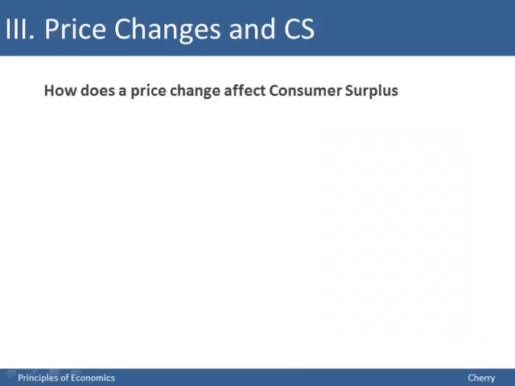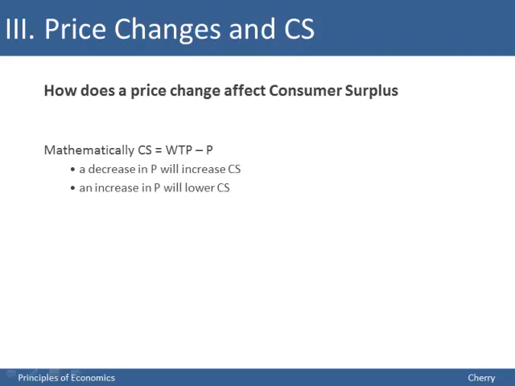So just to see how consumer surplus might change with a price change, we can first look at this mathematically, right? If we have consumer surplus equal to willingness to pay minus price, then mathematically you can see that if you lower price, you're going to increase consumer surplus. If you increase price, you're going to lower consumer surplus, right?